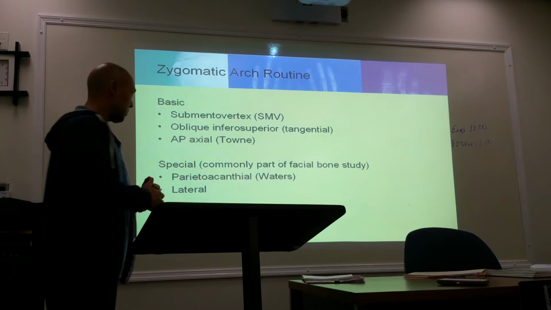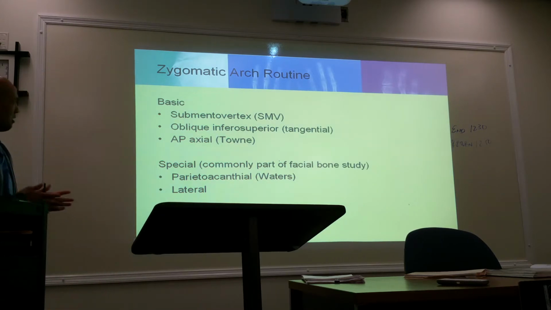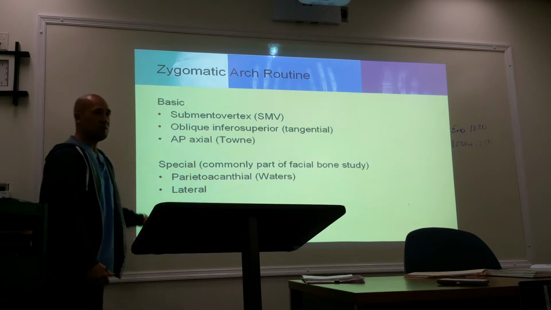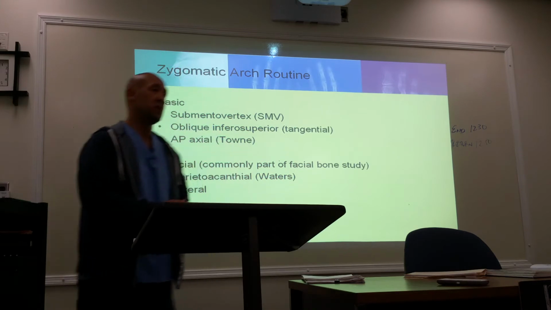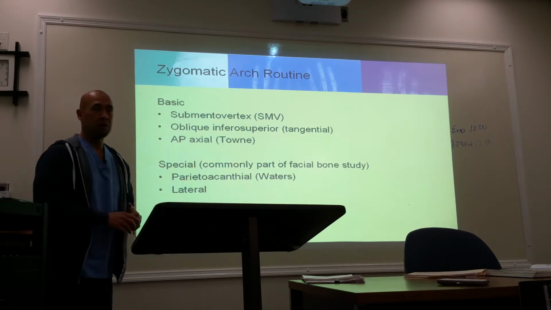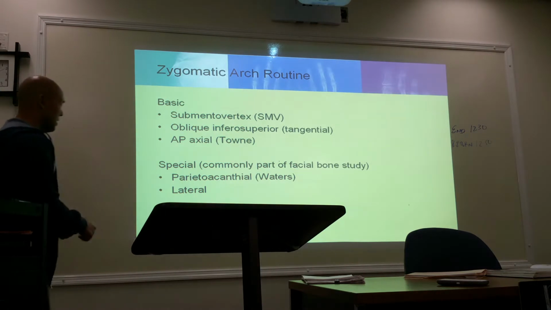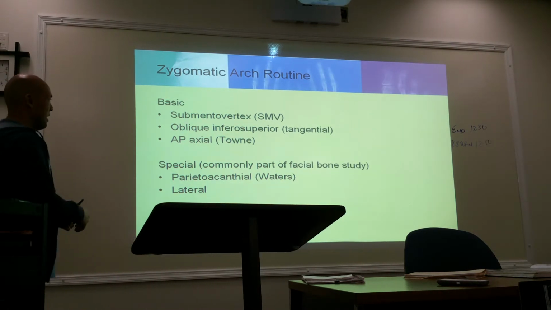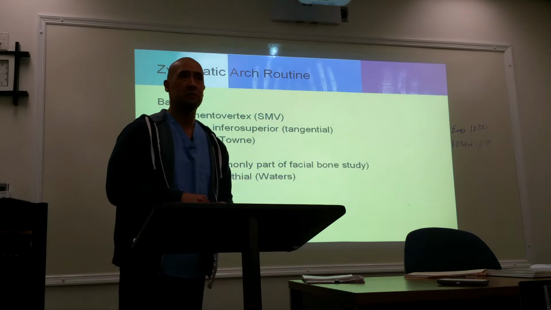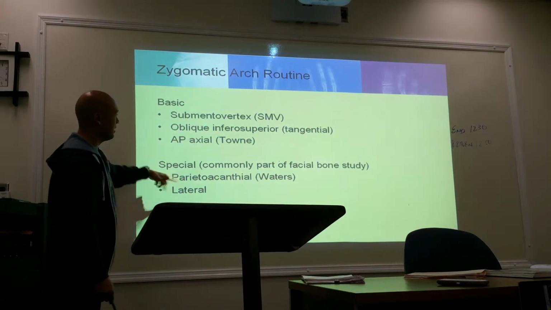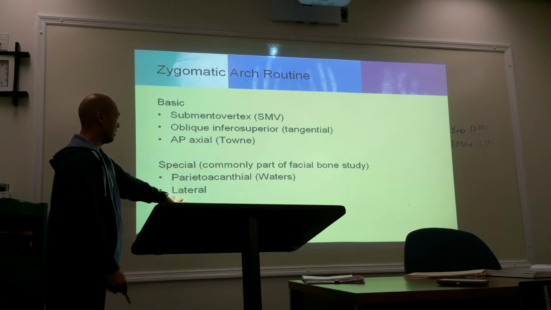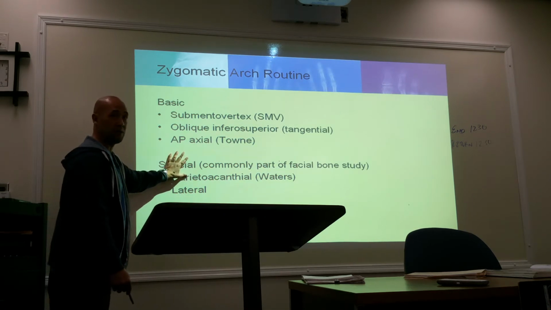Zygomatic arch. The basic views for the zygomatic arch include the SMV, tangential views, and also the AP axial Towne's. Again, a lot of these views you'll see over and over again. You're going to be familiar with the tube angulation and which baseline we're going to use for properly positioned facial bone studies. This is very, very repetitive. The only thing that changes is where the central ray is going to be directed. So there's your AP, there's your SMV, there's your Towne's, and again, we've got the Waters and we've also got the lateral. You should already be familiar with the positioning.